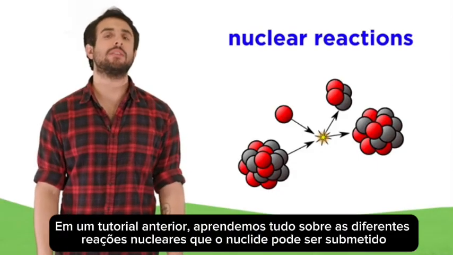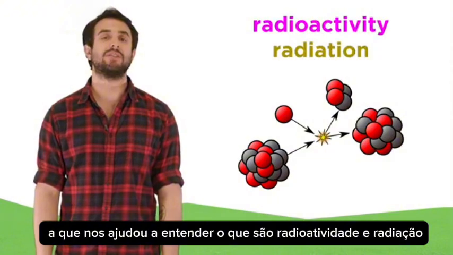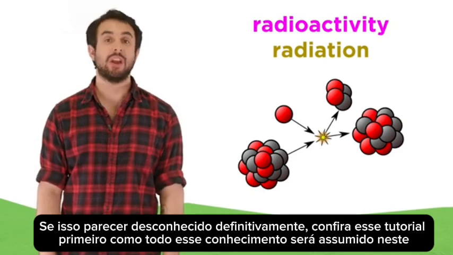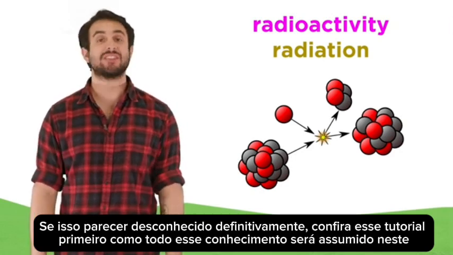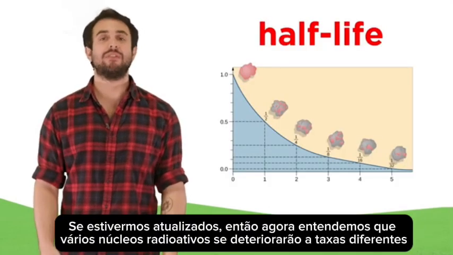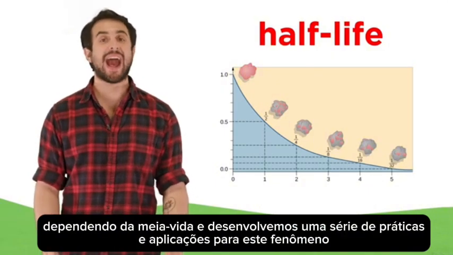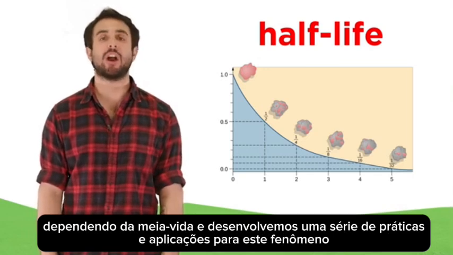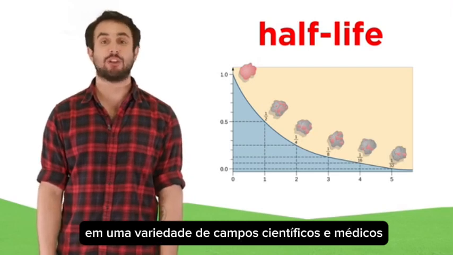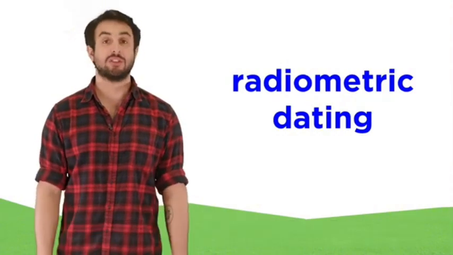In a previous tutorial, we learned all about the different nuclear reactions that nuclides can undergo, which helped us understand what radioactivity and radiation are. If this sounds unfamiliar, definitely check out that tutorial first, as all of that knowledge will be assumed in this one. If we are up to speed, then we now understand that various radioactive nuclei will decay at different rates depending on their half-lives, and we have developed a number of practical applications for this phenomenon in a variety of scientific and medical fields. One such application is something called radiometric dating. So let's learn about this now.